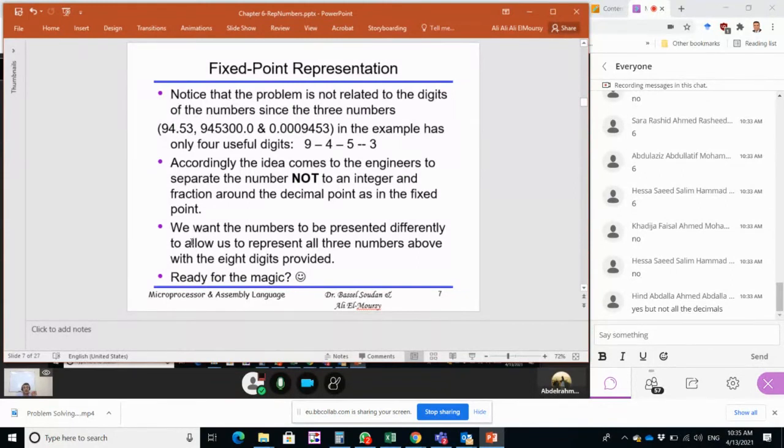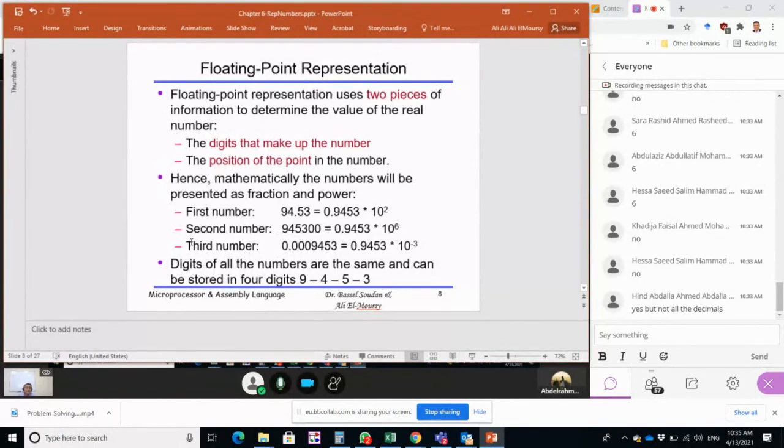Can we make the decimal point floating? Okay, this needs some work, because indicating the location of the point is not easy. So the mathematicians have thought differently. The three numbers that we can write here can actually be re-represented as follows. Okay, follow me here. We are in slide number 8. Can you see the new representation for my three numbers here?